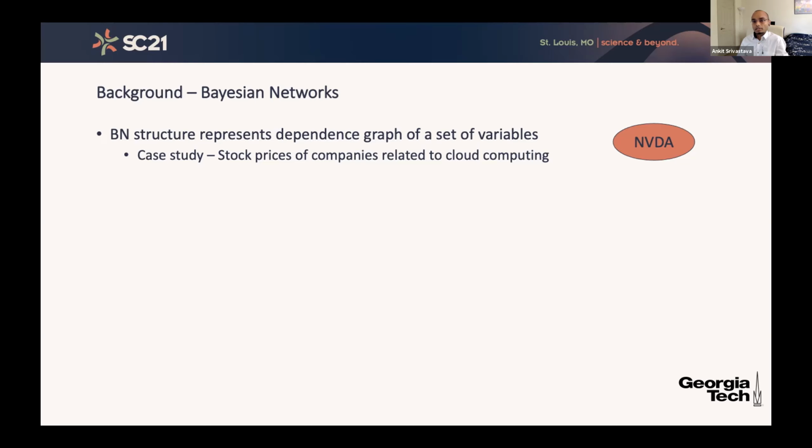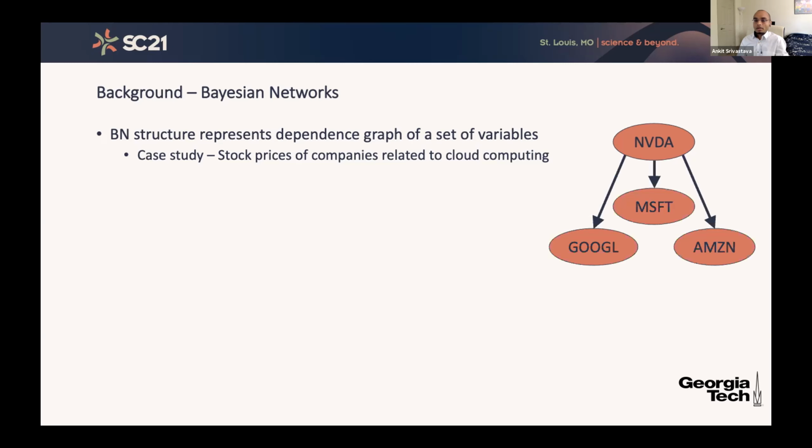If NVIDIA, for example, supplies GPUs to all the cloud companies such as Google, Microsoft, and Amazon, then if NVIDIA prices go up, all these prices go up, or they're somehow related to it. So it's intuitive to think that these prices are somehow related. So there is a directed relationship between these 4 companies.